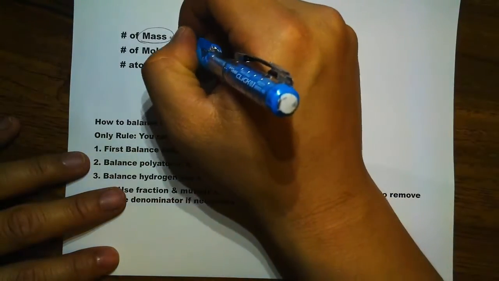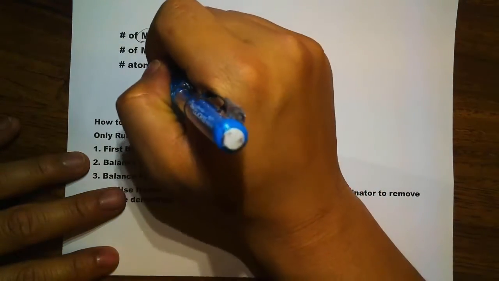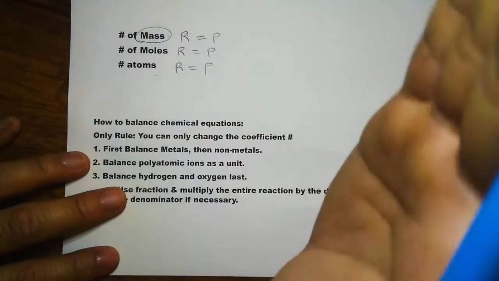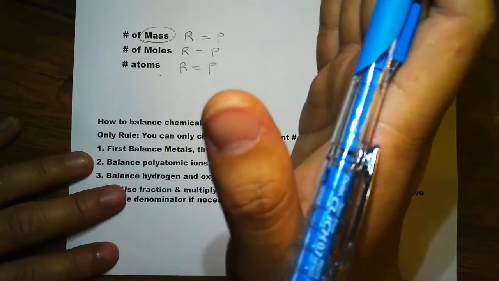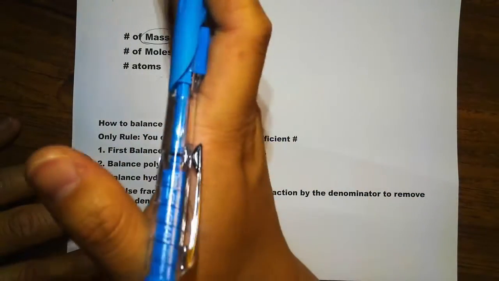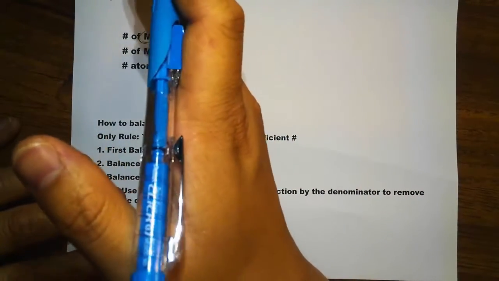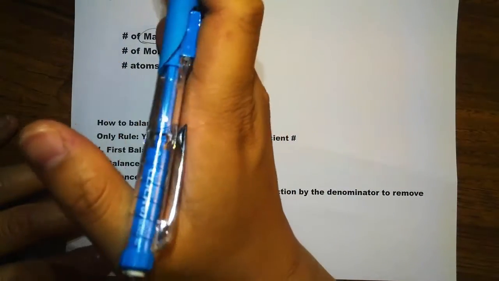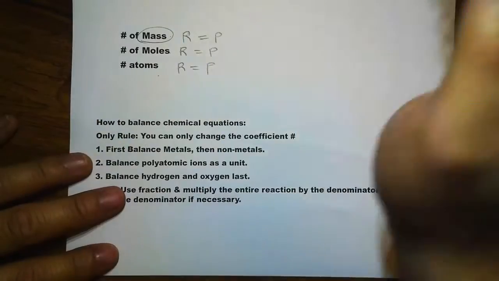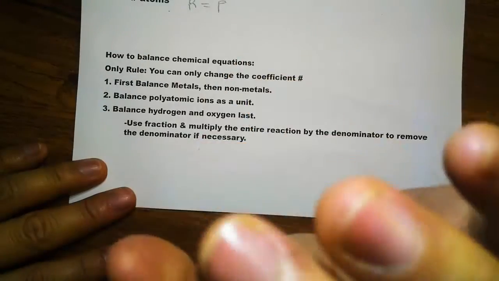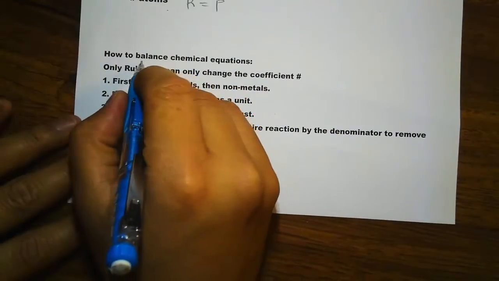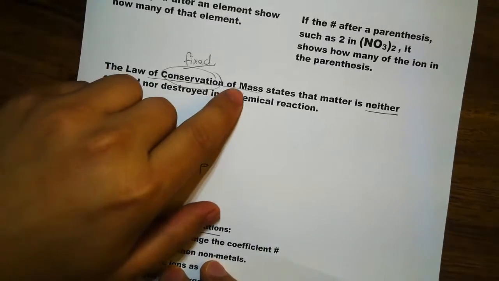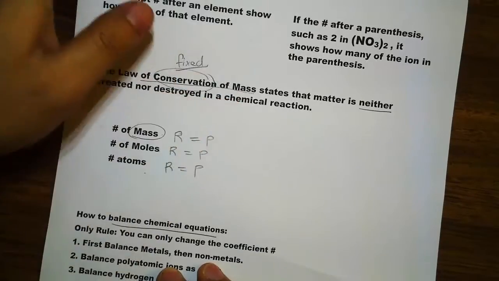That tells you the mass, the moles, and the atoms of the reactant must equal the same thing as the product. So the law of conservation tells you that the mass, moles, or atoms on the reactant side must be equal to the mass, moles, or atoms on the product side. Now in this lesson, we are going to focus on how to balance the chemical equation to prove that the law of conservation of matter, or mass, exists.